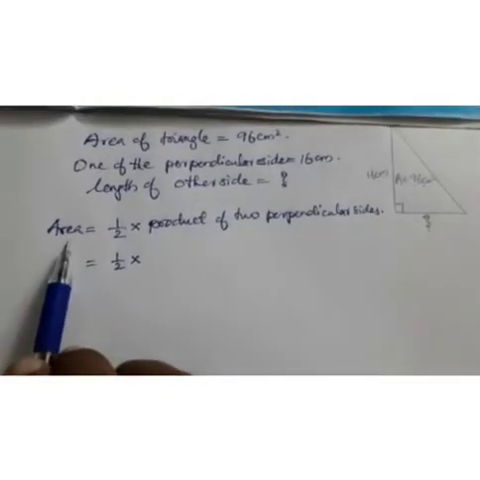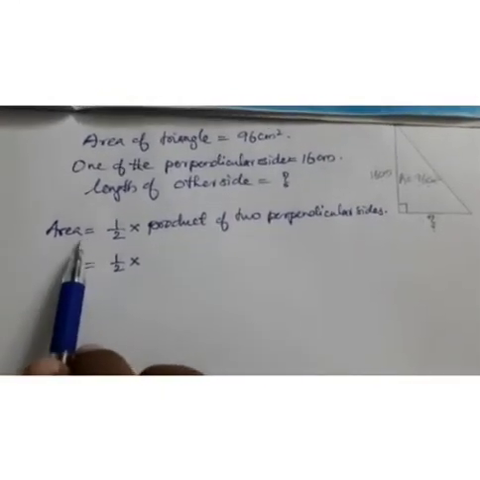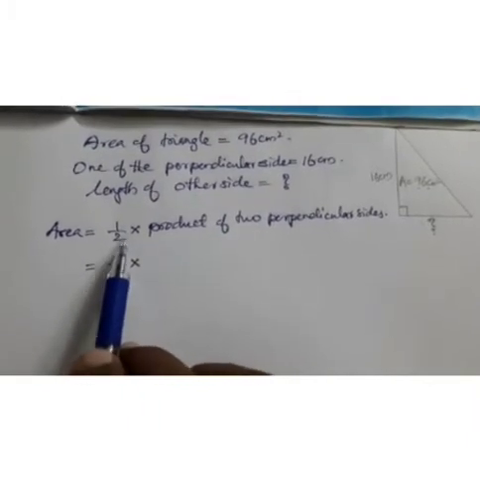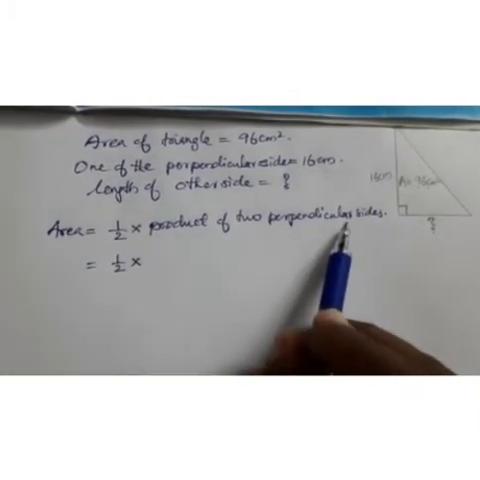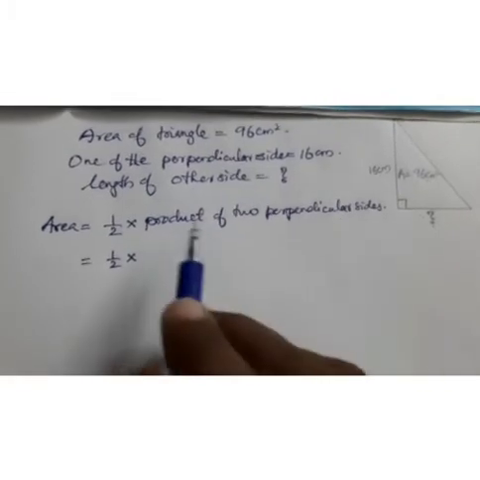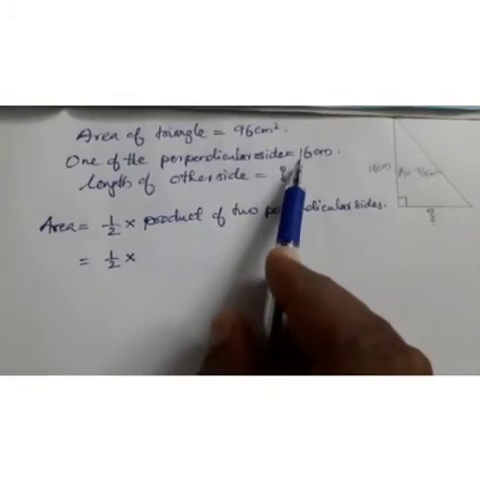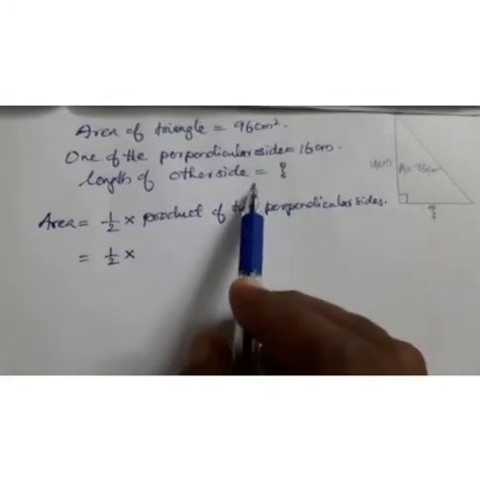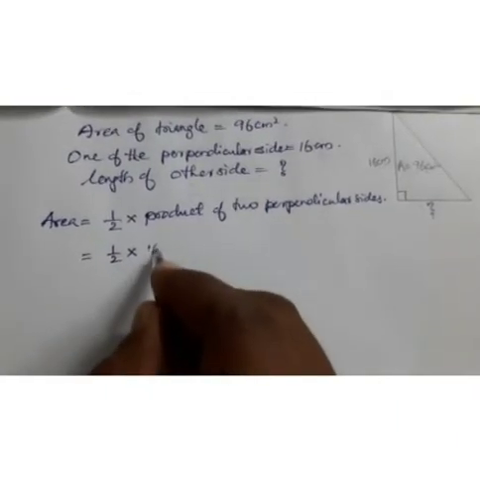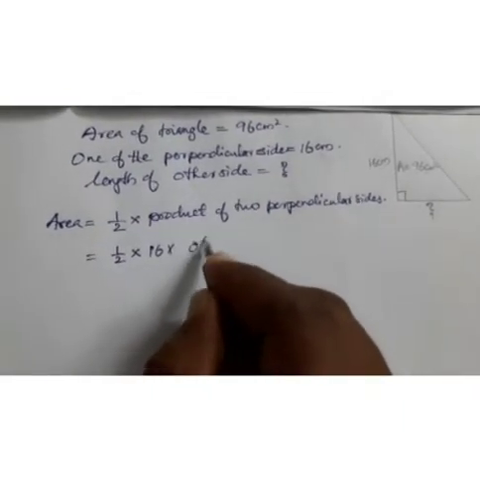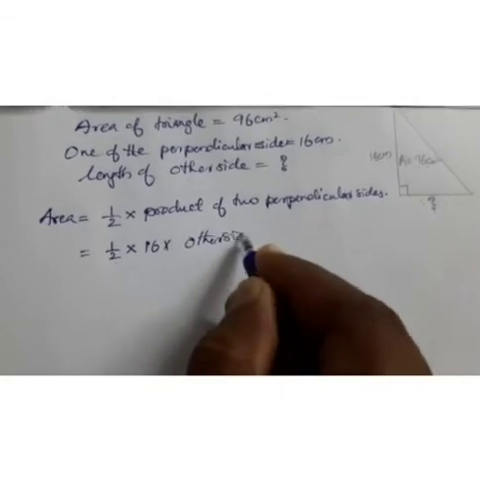So how will you find out the area? Area of triangle is equal to half into product of two perpendicular sides. Here which are the sides given? 16 is given. We have to find out the other. So half into 16 into other side.